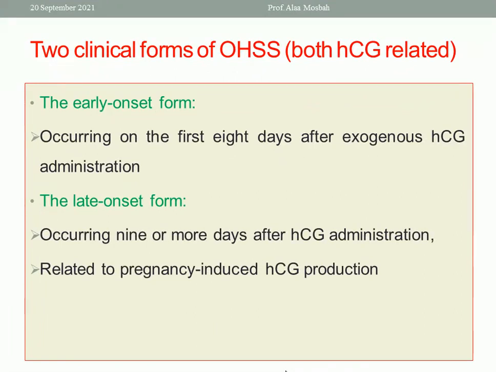We have two clinical forms: early onset and late onset. Early onset happens in the first 8 days after exogenous HCG administration. You give the patient HCG, then the syndrome develops within 8 days. So this is the early onset form. What about the late onset form? It occurs 9 or more days after HCG administration, so it is related to pregnancy-induced HCG production.